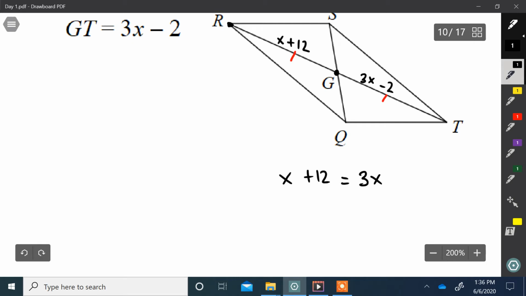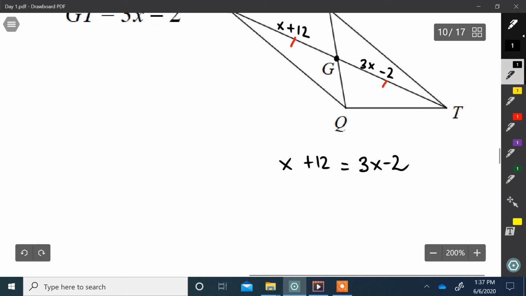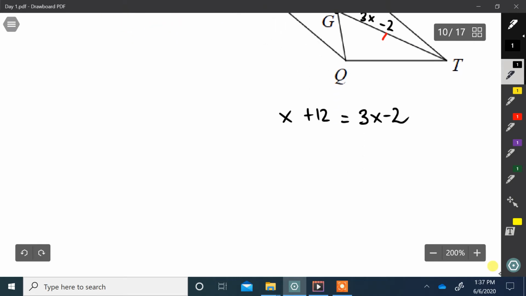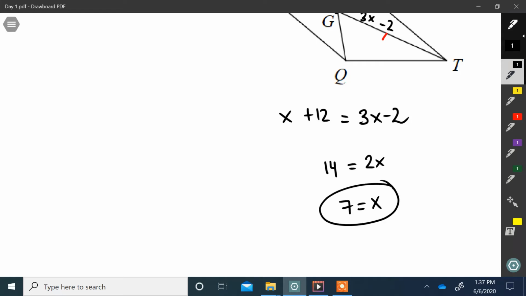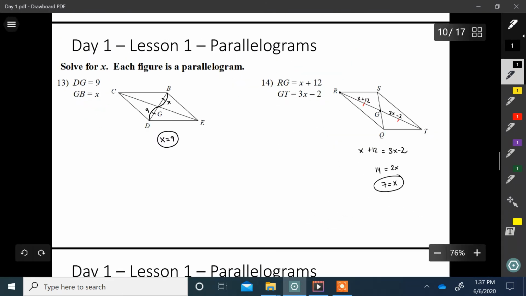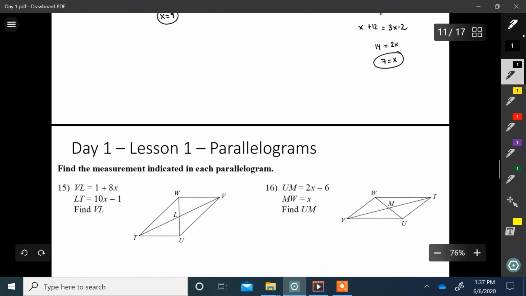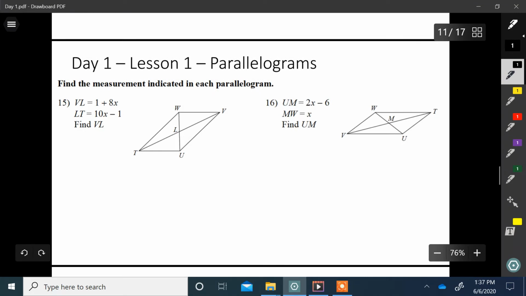This is how we set it up. Okay, let's solve for X. You're gonna see that you get 2X is equal to 14, X is equal to 7. What I did there was I subtract X on both sides, and then I added 2 on both sides. Like I said, I'm not gonna do so much of the algebra because I expect that you guys know how to do that already.